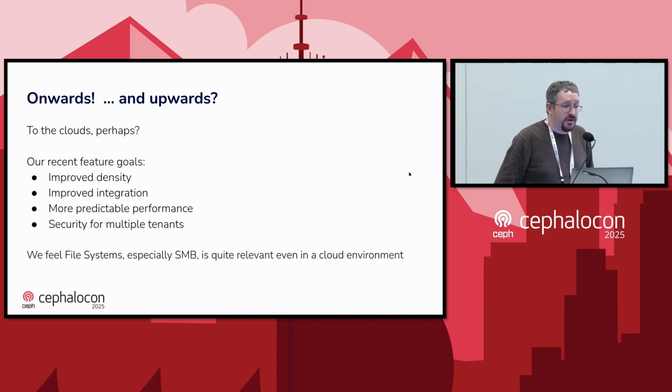We have 4 features I'm going to talk about today that improve the density of the cluster, improve integration with cloud management planes, give the system a better predictable performance, and improve security when you're using multiple tenants. All of this is because we feel that SMB, particularly as it is built into Windows, Mac, Linux, is a very relevant file system even in a cloud environment.